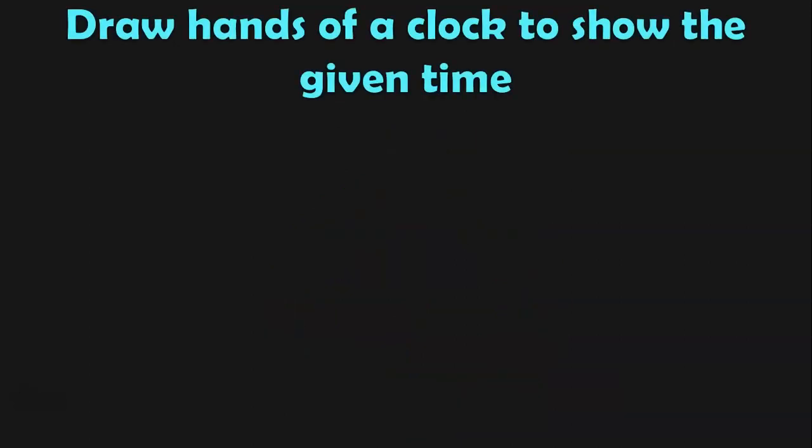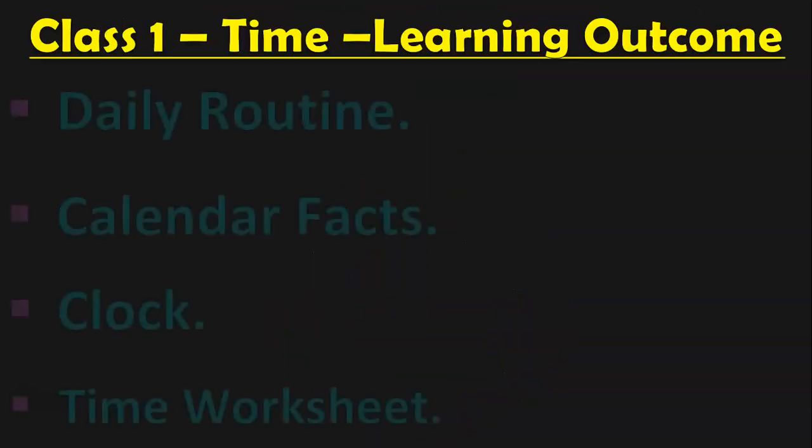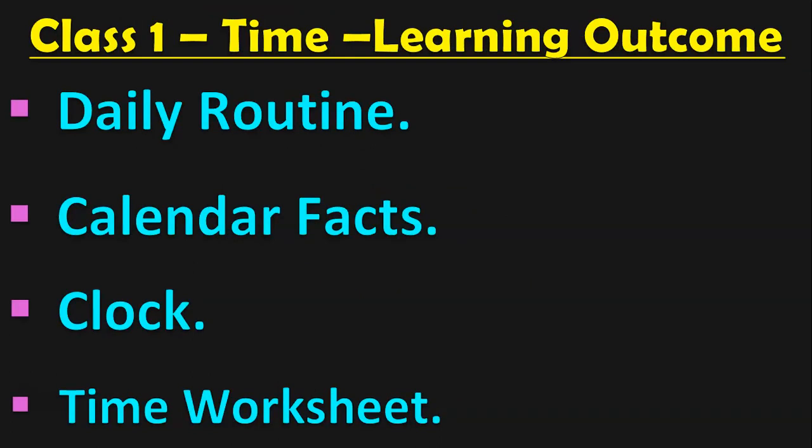Let us do another example. Draw hands of a clock to show the given time. Time 9 o'clock. See, in the first sum, we saw one way of writing the time, and in this sum, we are seeing the second way of writing the time, that is 9:00. So now, draw the face of the clock with numbers 1 to 12. Now, to show 9 o'clock, the minute hand should point to 12, and the hour hand should point to 9. This shows 9 o'clock.